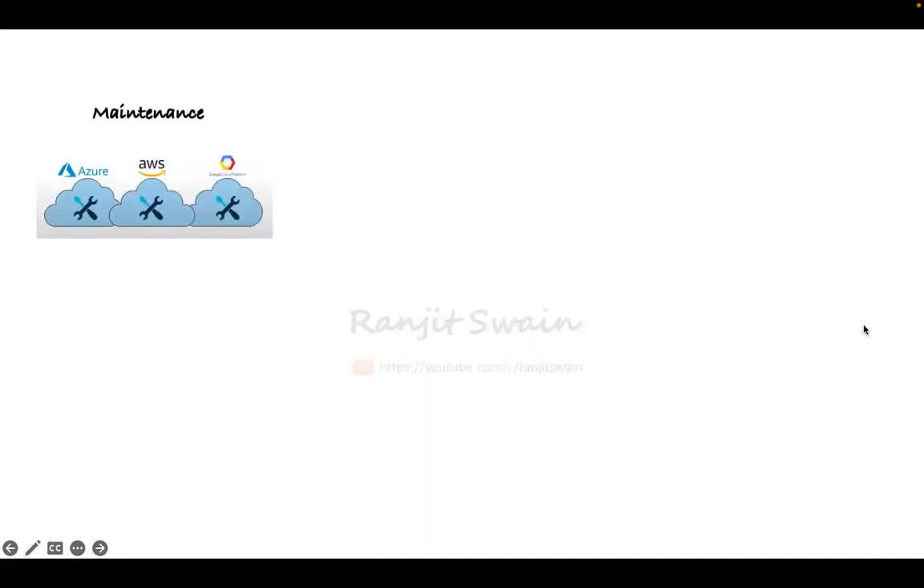Now, again, the maintenance. At the last, the maintenance. If you set up everything in the on-premises data center, for maintenance you have to take care of everything and make sure everything is up to date and all good, right? But in the case of cloud, the maintenance will be taken care of by the cloud service provider.